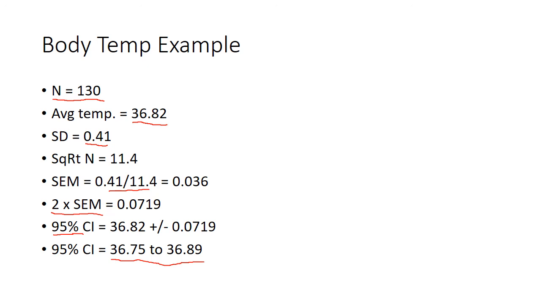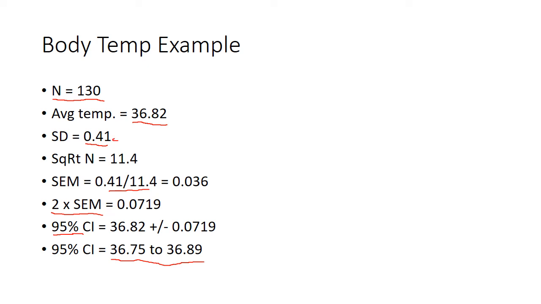What this means is that I can be 95% sure that the actual population value, if I were to take this sample of 130 people, and if I were to take this data and apply it back to the population that I was drawing them from, I can be 95% sure that the actual population average falls somewhere between 36.75 to 36.89. Okay.